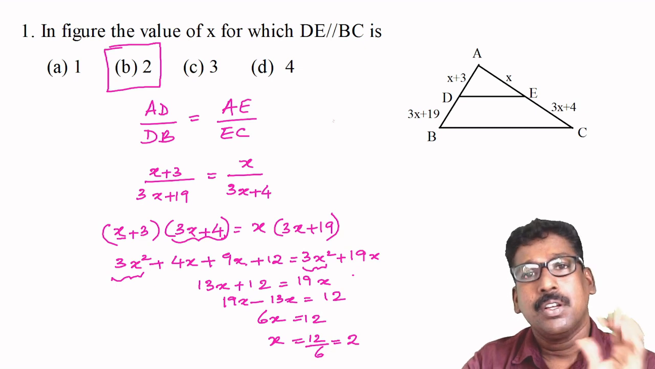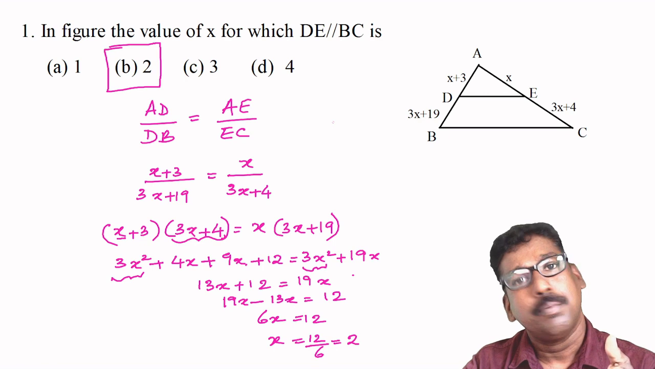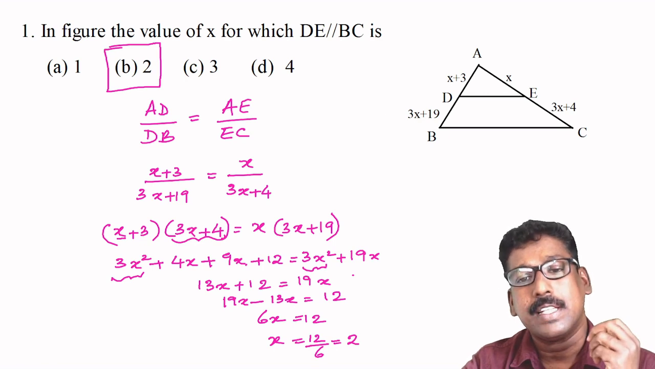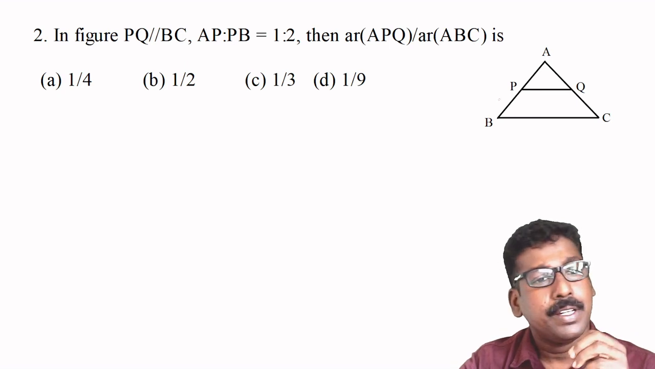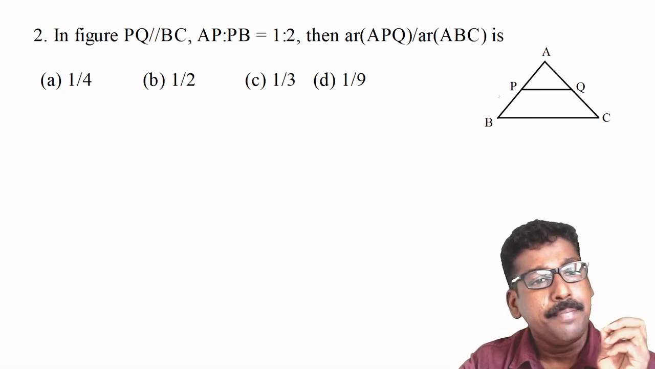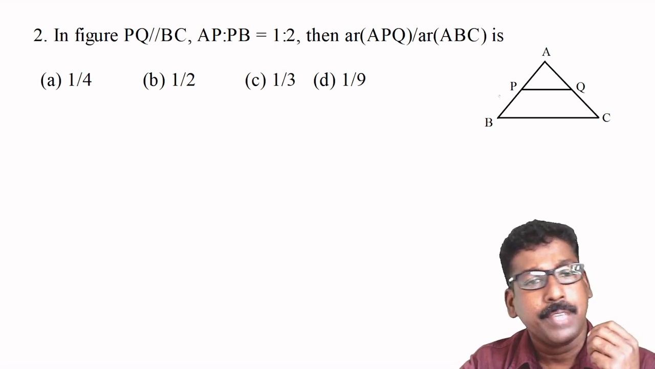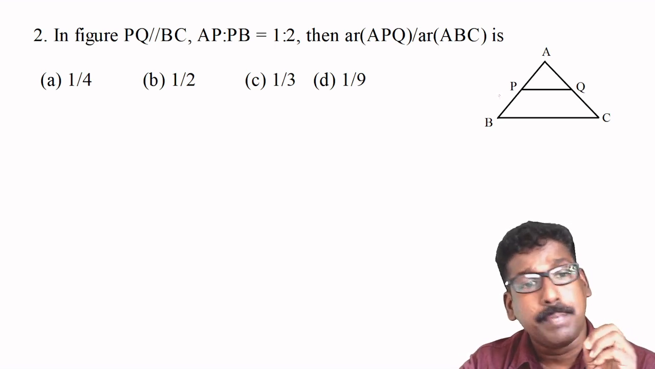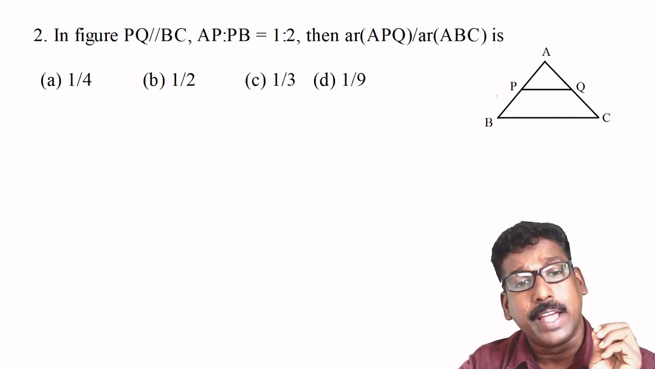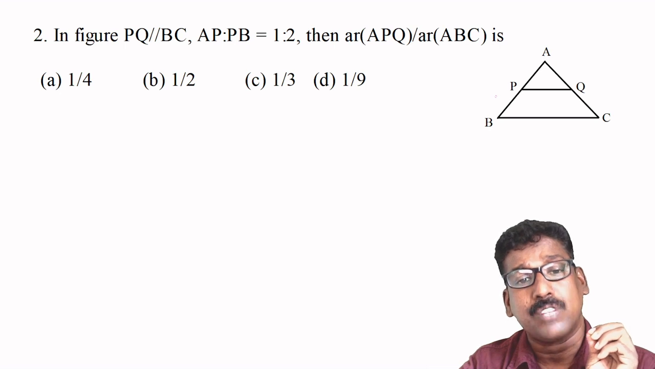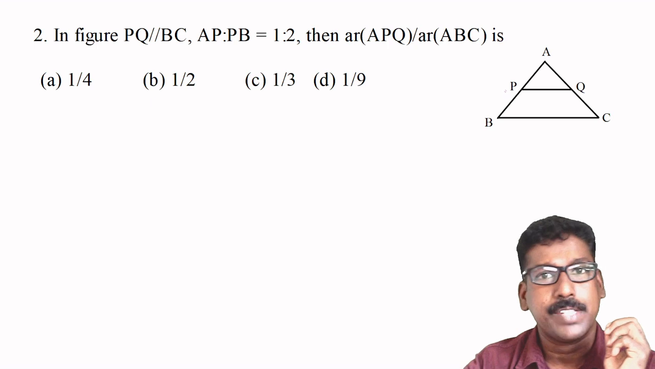This is a very common question. Definitely it will be asked for board examination. Now look at the second question. Here in the figure, in triangle ABC, PQ is parallel to BC. Again PQ parallel to BC. Now AP is to PB is 1:2. It is given. Then area of triangle APQ by area of triangle ABC is. Try to find out yourself.